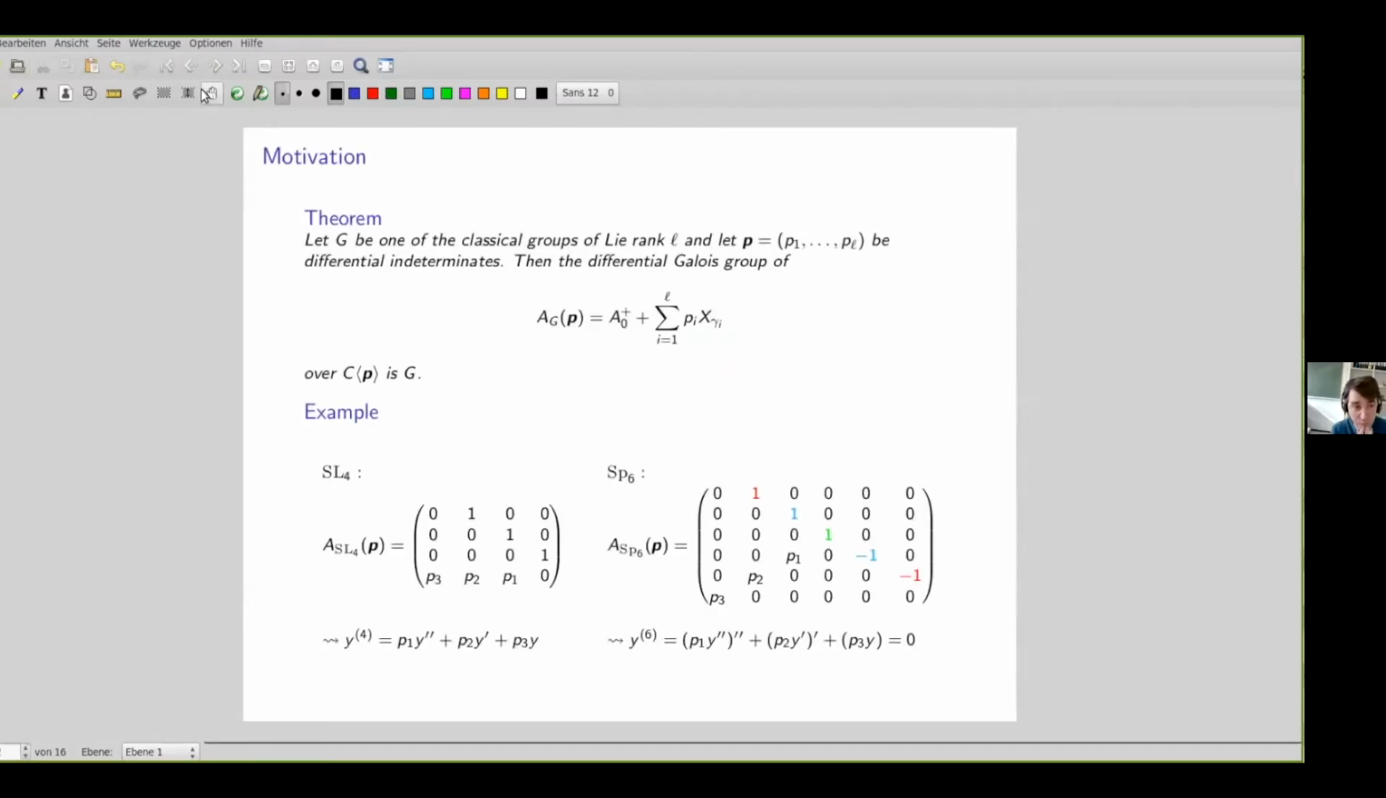Right. So during my talk, I will focus on one of the classical groups of Lie rank L and its Lie algebra. And I want to talk today about orbits in the Lie algebra under gauge transformations by the group. Let me motivate this, why I'm interested in this question.